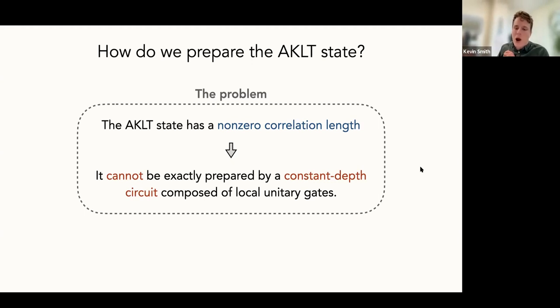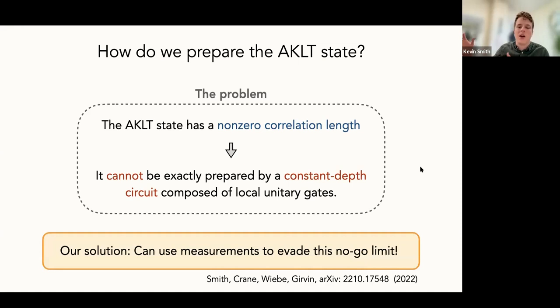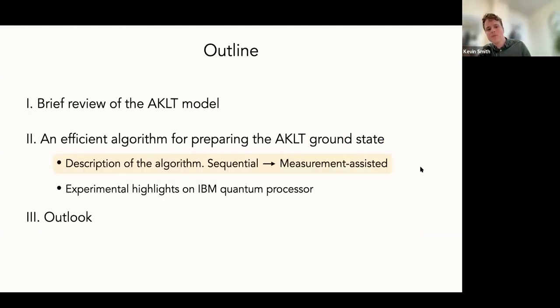What we show in our paper, however, is that you can completely evade this no-go limit. You can do this by using measurements and feed forward. What's fascinating about this is that measurements are of course inherently probabilistic, but what I'll show is that by leveraging the symmetry of the state, we can make this scheme entirely deterministic and prepare the AKLT state with a constant depth circuit. Okay, so this is what I'll now begin to explain.